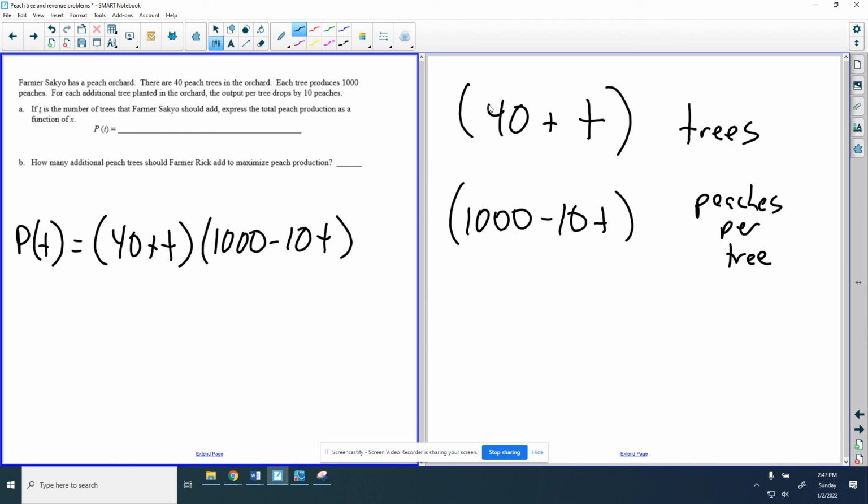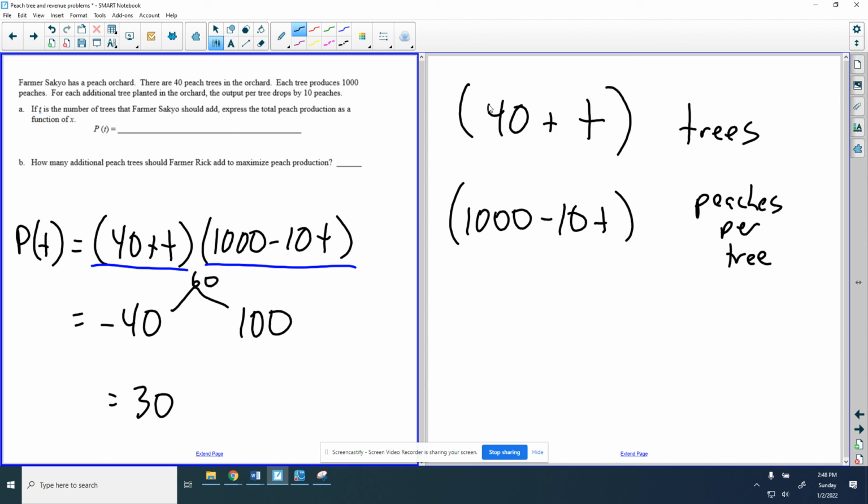Once again, you could graph this, make a parabola that opens down, figure out the maximum based upon the graph. But I'm going to look at the zeros. Notice this factor, the value of T that would make this 0 is -40. This one, the value of T that would make it be 0 is 100. -40 plus 100 is 60. Half of 60 is 30.